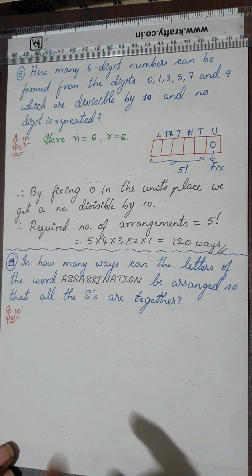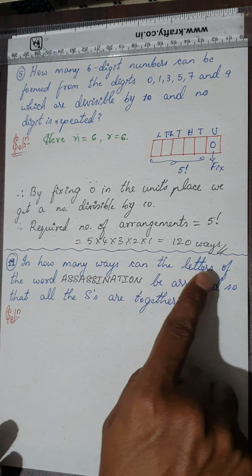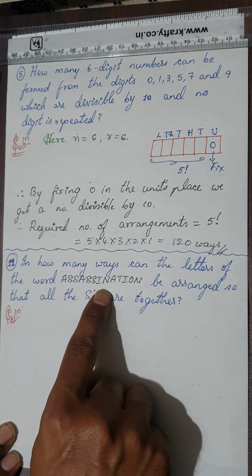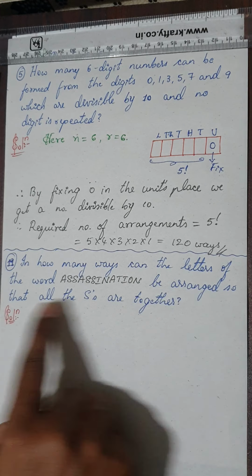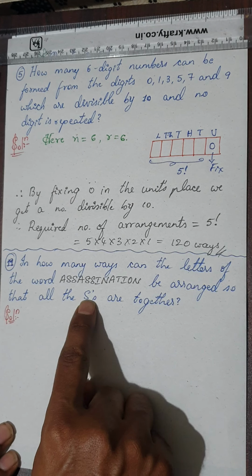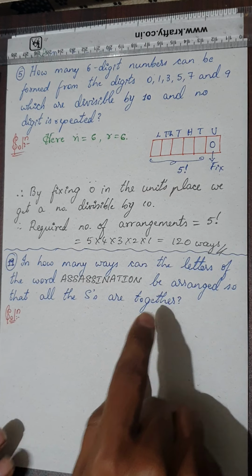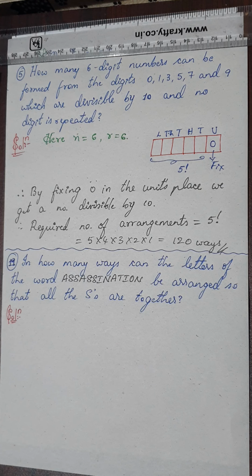Question number 11, a simple one. In how many ways can the letters of the word ASSASSINATION be arranged so that all the S's are together? So here is one condition: all the S's are together. First let's note down the word ASSASSINATION and see the number of repetitions.